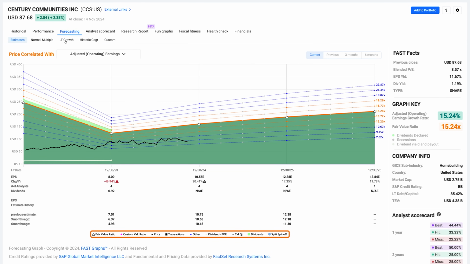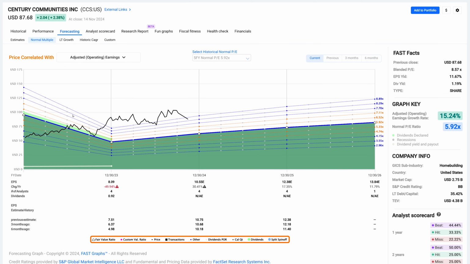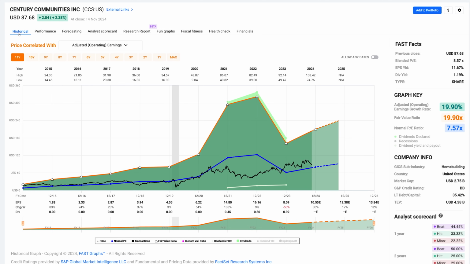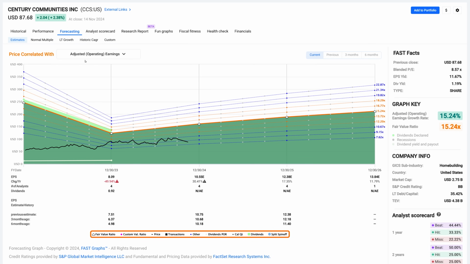But if I'm looking at forecasting and looking at the normal multiple, again, this is a blue line stock, the last 5-year normal multiple has only been 6. That doesn't make it look very attractive, but I don't believe that that is a rational multiple. I would like to go more to what I saw on the historical graph, which is about a 7.5 or 8 multiple, which is still extremely low. I want to point that out.